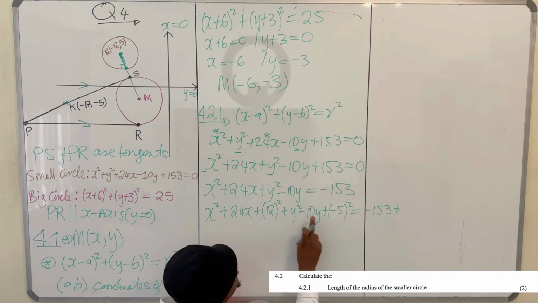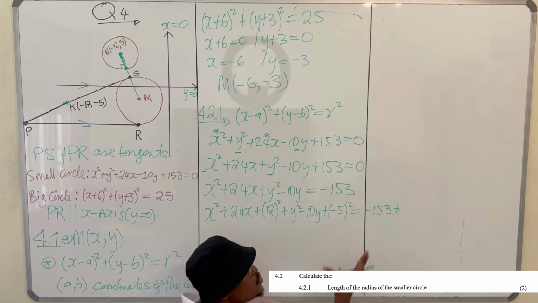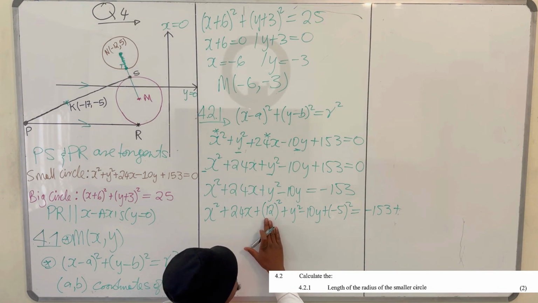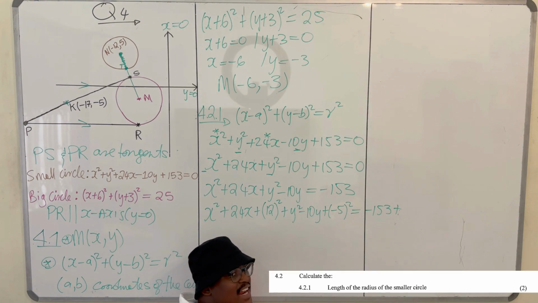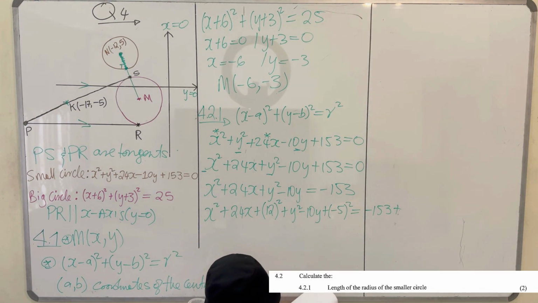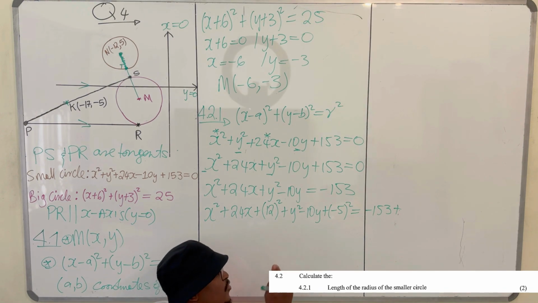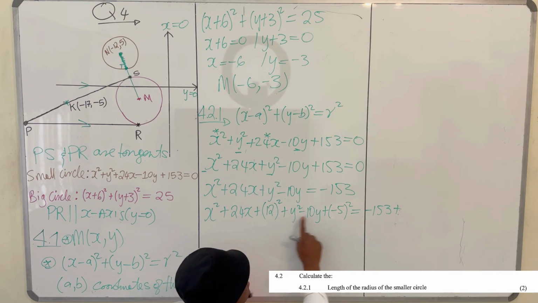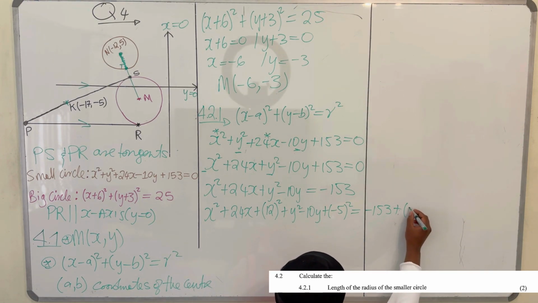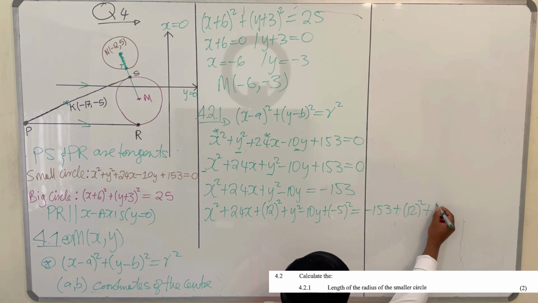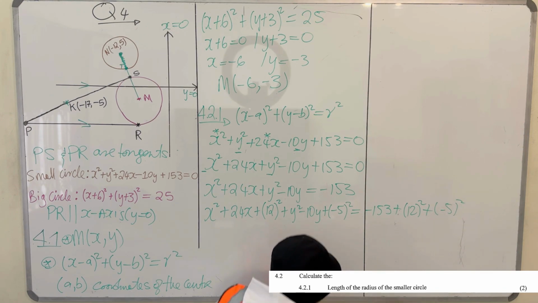Then you add these two, this and that, so that this equation balances. Because you can't just add on the left-hand side only and not on the right-hand side. Because they said add half of the coefficient of x, then square, both sides. So you add it here and you add it on the other side as well. So it's going to be 12 all squared plus minus 5 all squared. That's it.